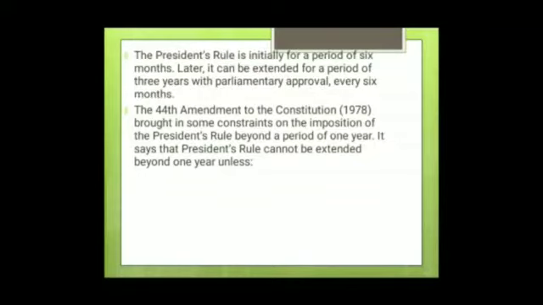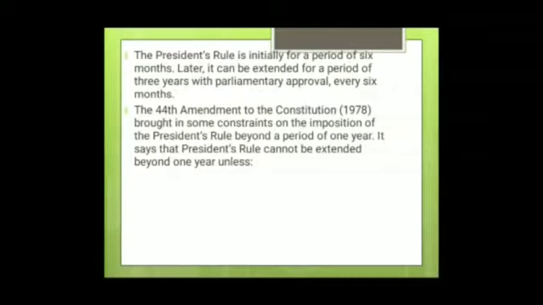This is an important amendment, and it brought in some constraint on the imposition of President's rule beyond a period of 1 year. Now what does it say? It says that President's rule cannot be extended beyond 1 year unless... So after the 44th Amendment, it brought some constraints in imposing the President's state emergency.